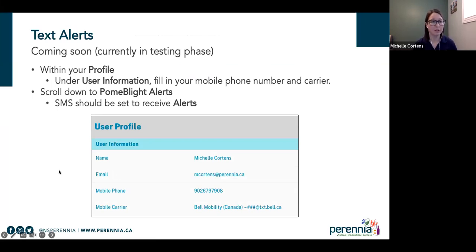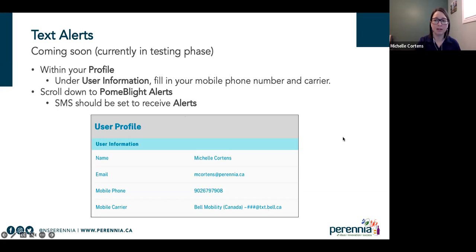Okay, so text alerts are also an option coming soon. We're still kind of testing this, but this is how you would set it up. It's also in the user profile under user information. All you would have to do is fill in your mobile phone number and your carrier. So that's my number, that's my carrier. And in the PomeBlight alerts area, make sure that SMS is set to receive alerts.